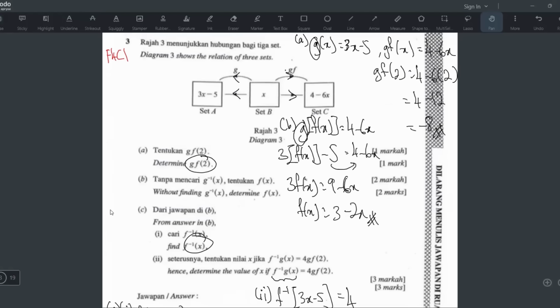Diagram 4 shows part of the pattern that is made from an infinite number of semicircles on a straight line whose diameters form a geometric progression. So this gives it away already. It's a geometric progression. So later we have to use the geometric progression formula.